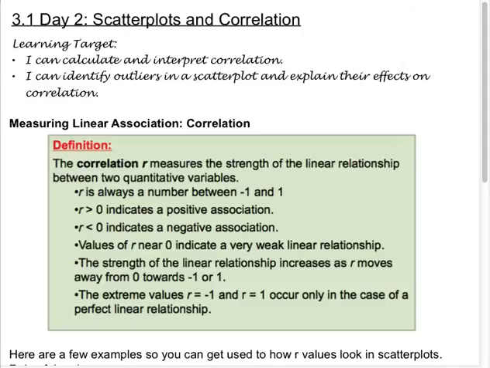Welcome back. So today we're continuing in 3.1 and continuing our conversation on scatter plots and correlation. Now we're going to talk about how to measure linear association, okay? So the correlation coefficient R measures the strength of the linear relationship between two quantitative variables.